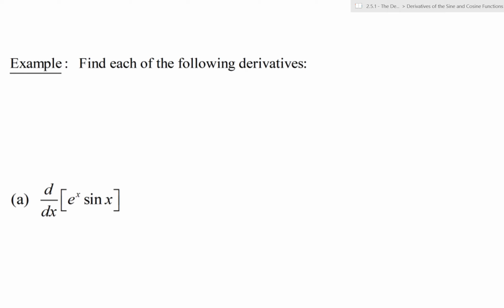In part A here, let's find the derivative with respect to x of e to the x times sine x. So I got a product here. Have to apply the product rule. So what's this going to be? E to the x times the derivative with respect to x of sine of x, and then plus sine of x times the derivative with respect to x of e to the x.